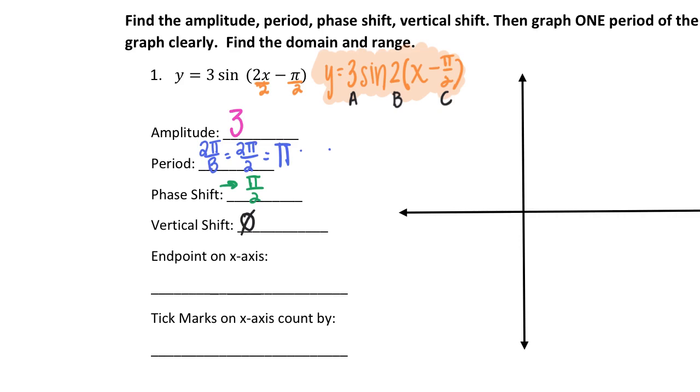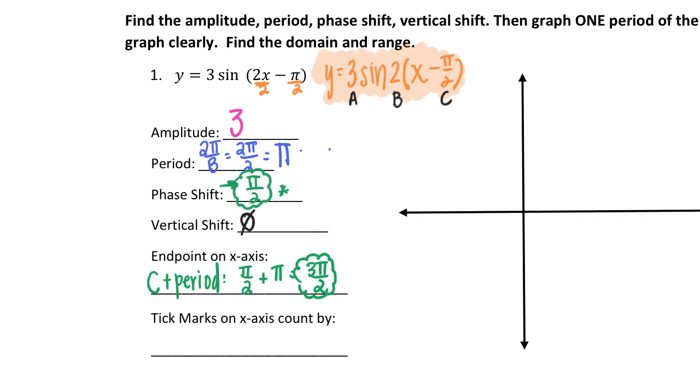The starting point on the x-axis is given by your phase shift. So this is where our tick marks are going to start on our x-axis. Remember, to find the end point on the x-axis, we take C and add the period. So we're going to take pi over 2 and add pi. 1 whole plus a half gives us 1.5, or 3 pi over 2. So this is the end point on our x-axis. This is the beginning point on our x-axis.